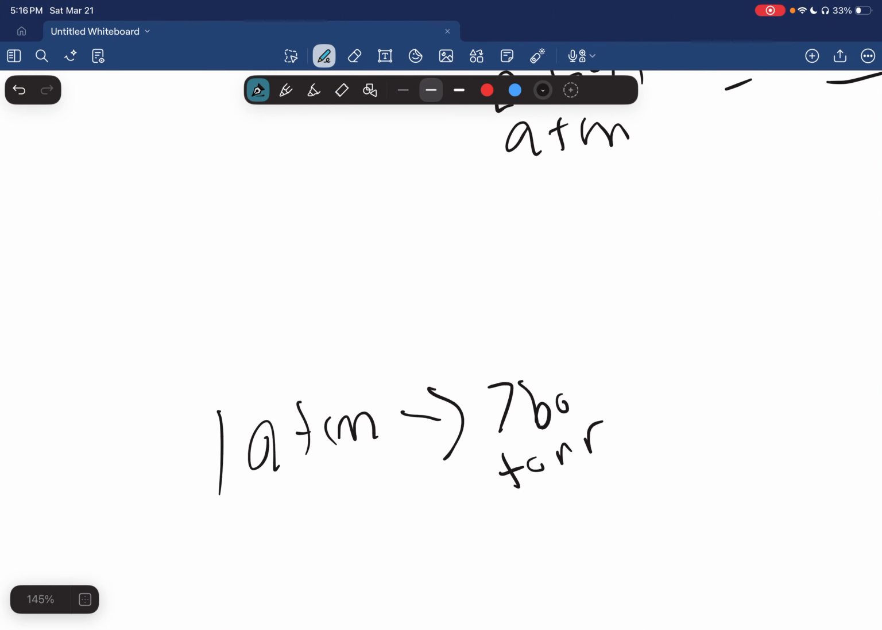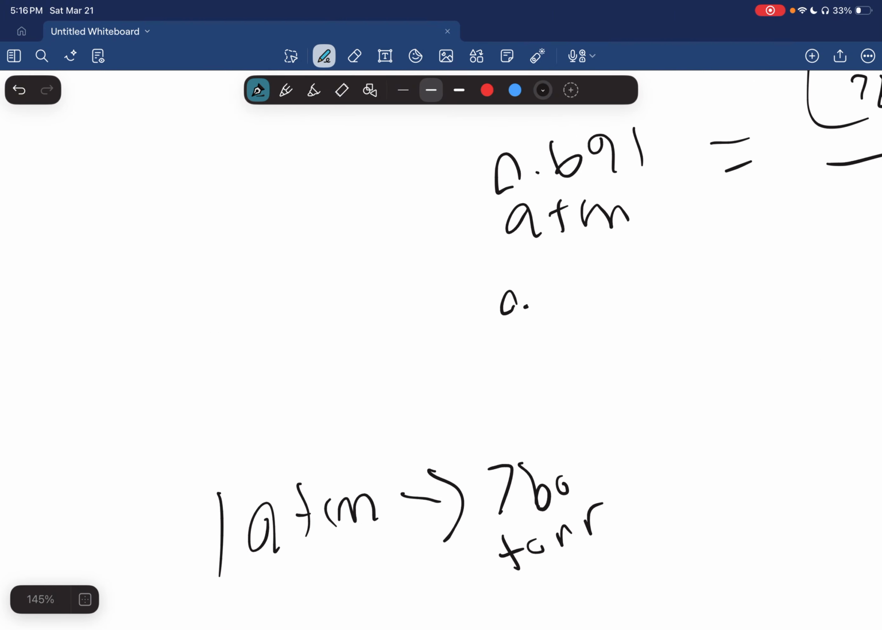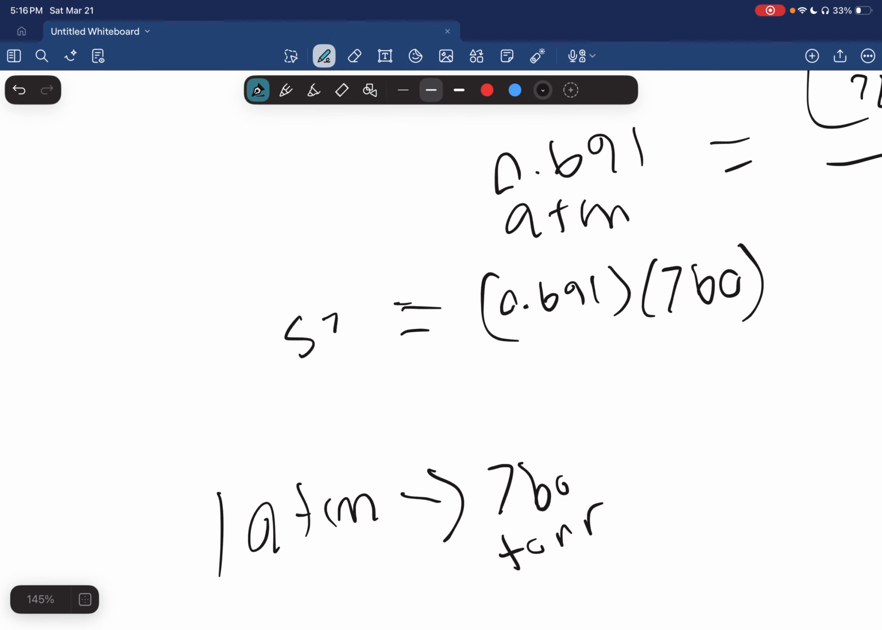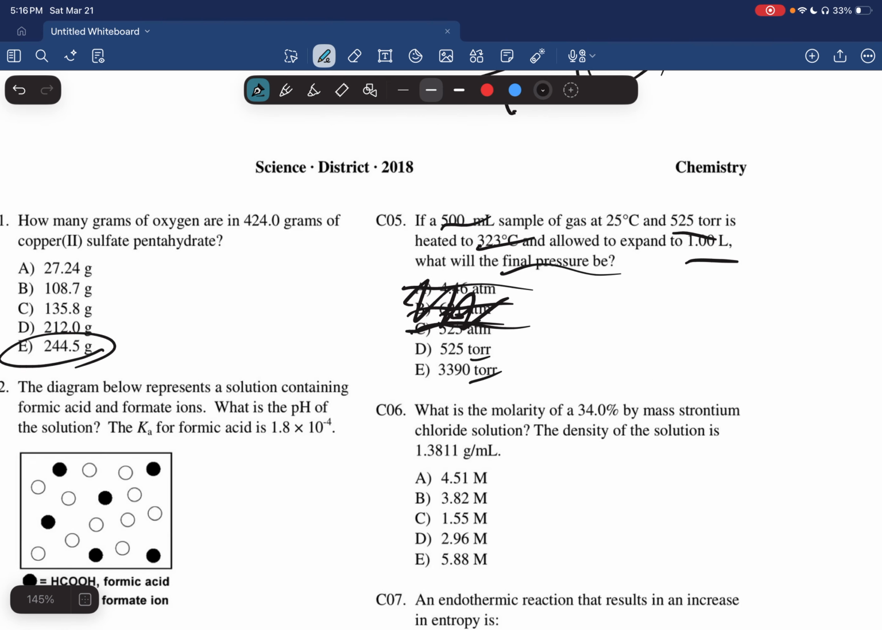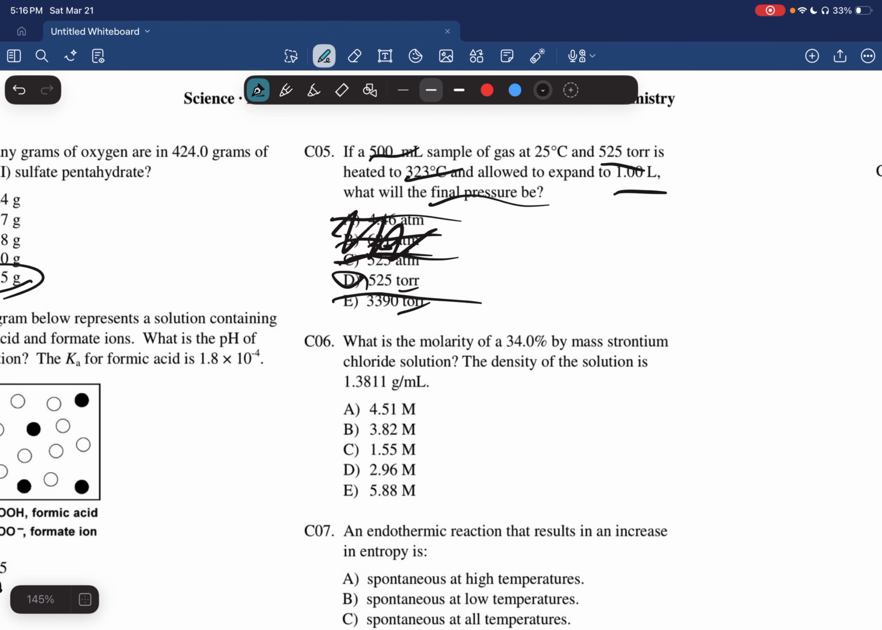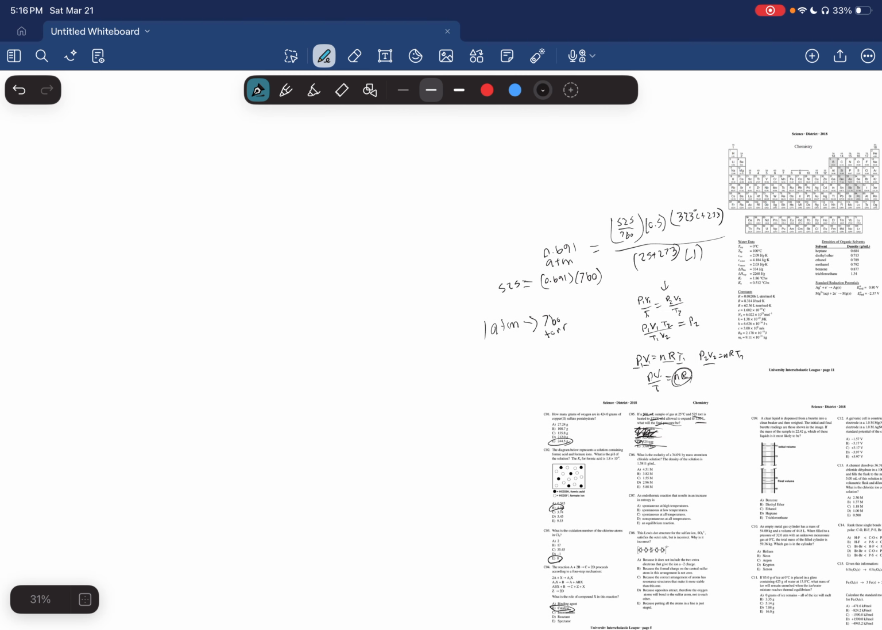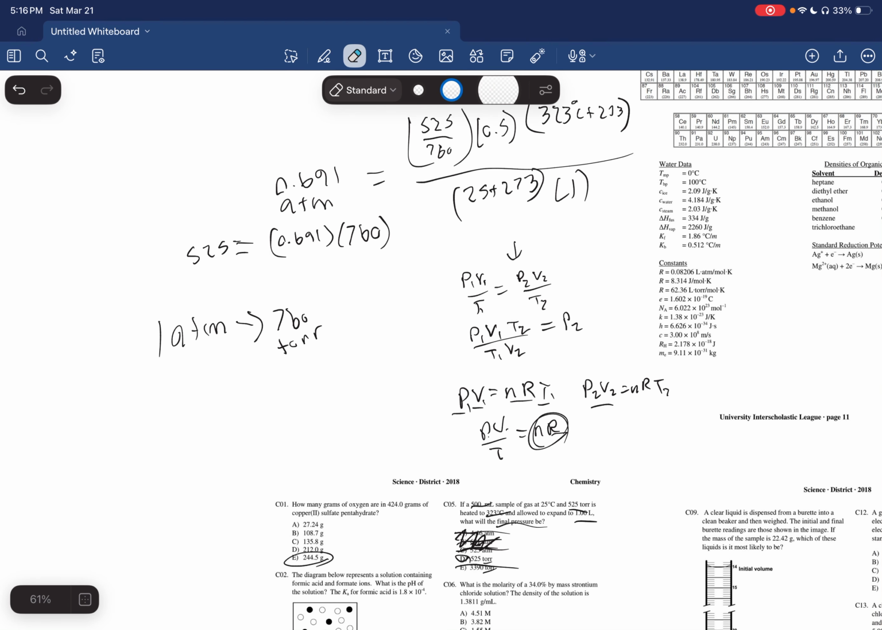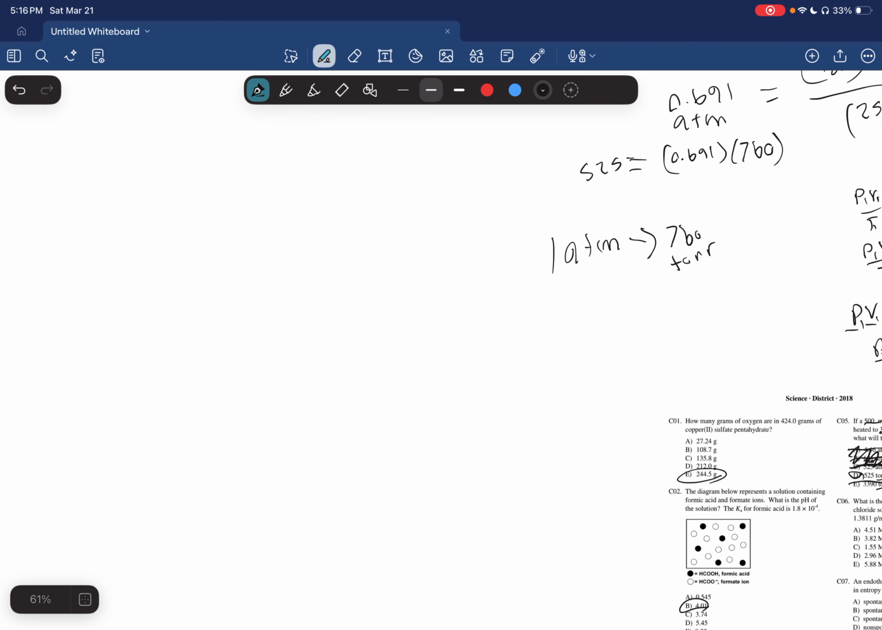So like I said, 1 ATM is 760 torr. So if we just multiply our ATM by 760, we should come out with, let's take a look, it equals 525. And there we go, answer choice D. So just a gas law question. You could solve it like this.